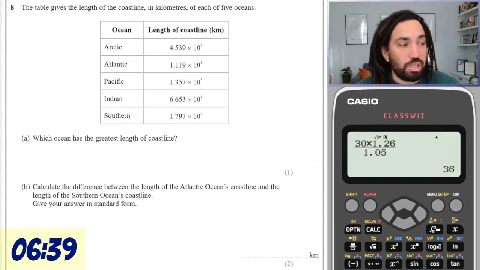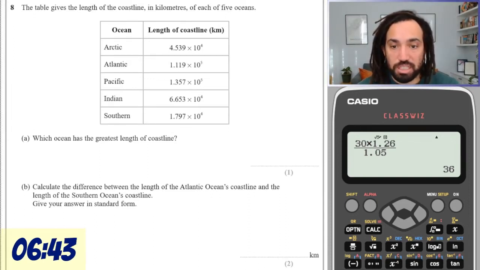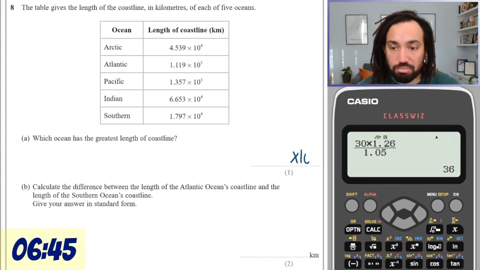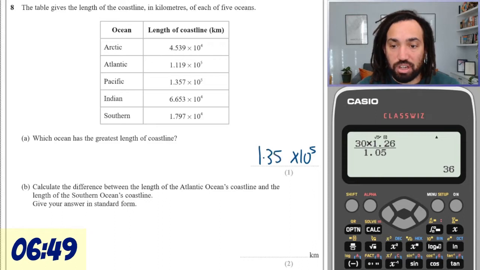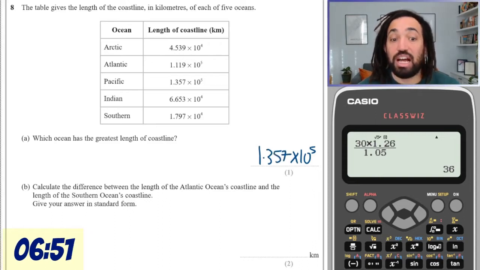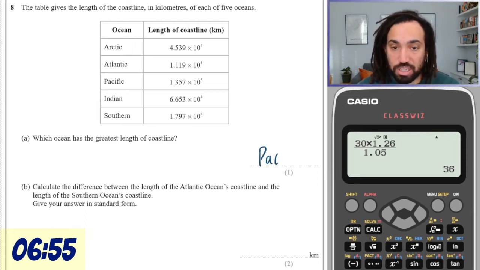Okay, which ocean has the largest length of coastline? So it's going to be the one which is 10 to the power 5, because that takes preference. And it's going to be 1.357. That's the one. And it says which ocean though. So we're not actually looking for the value, we're looking for the actual ocean. So it's the Pacific Ocean.